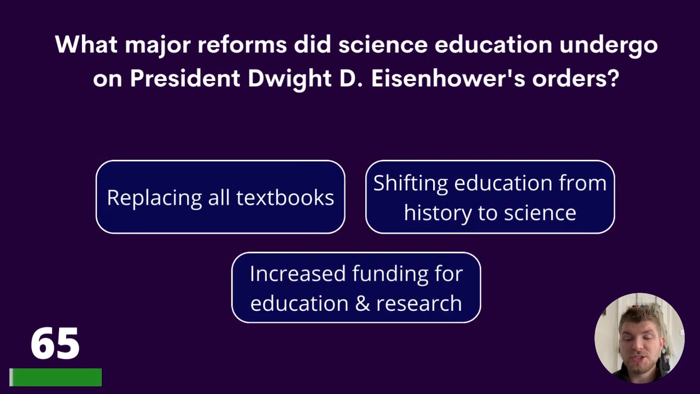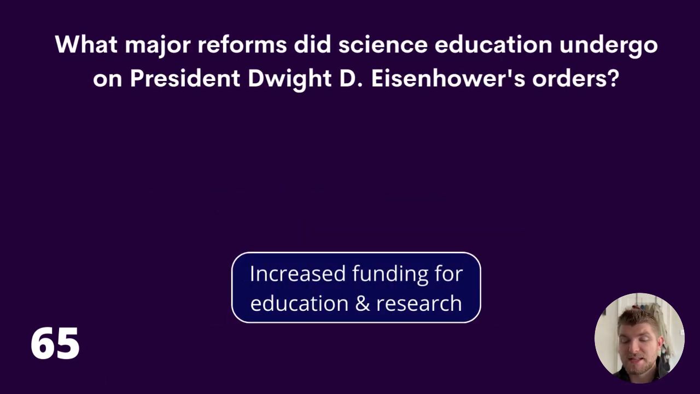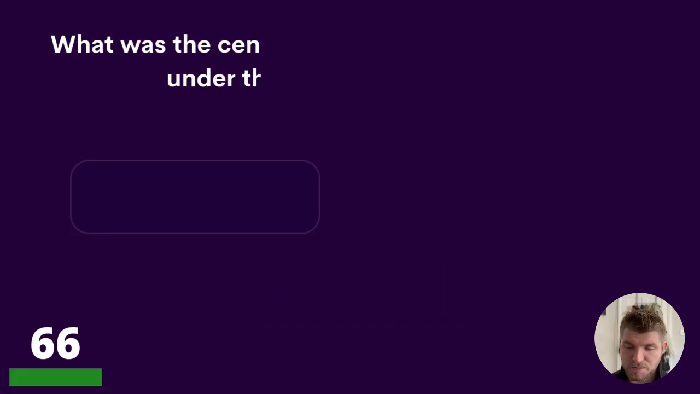65. What major reforms did science education undergo on President Dwight D. Eisenhower's orders? Replacing all textbooks, shifting education from history to science, or increased funding for education and research? The answer is the increased funding for education and research.